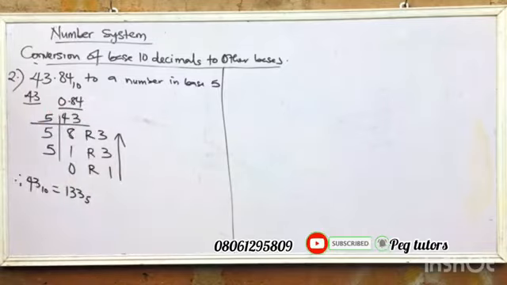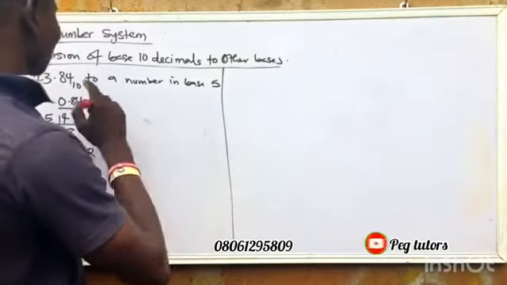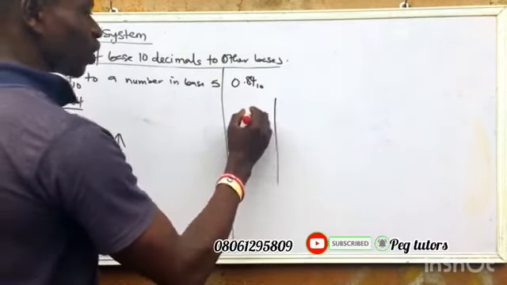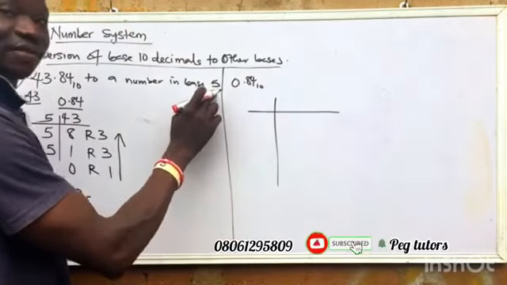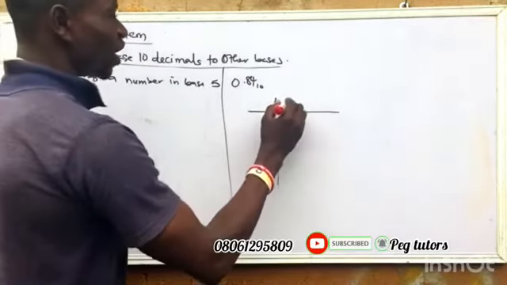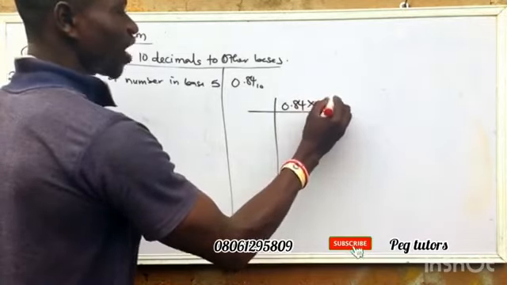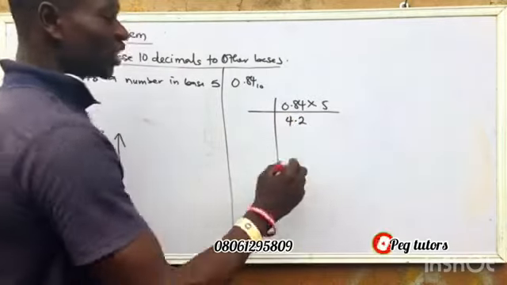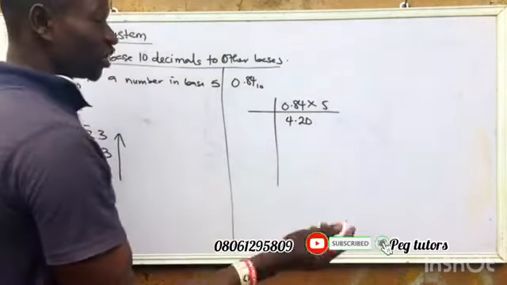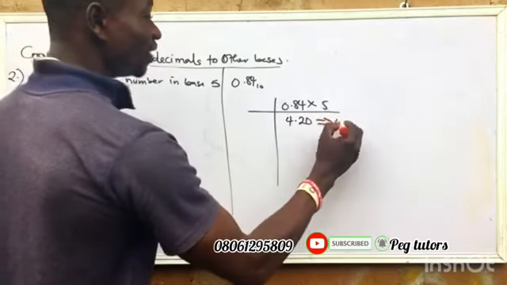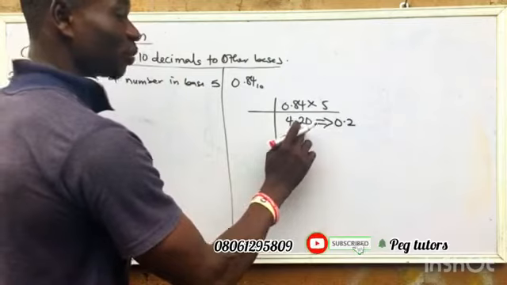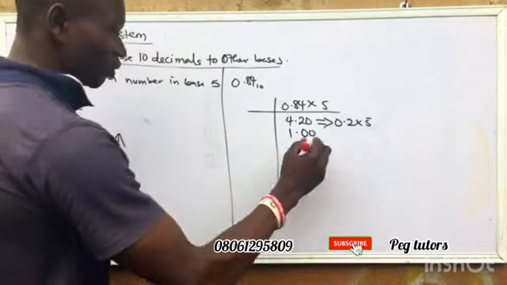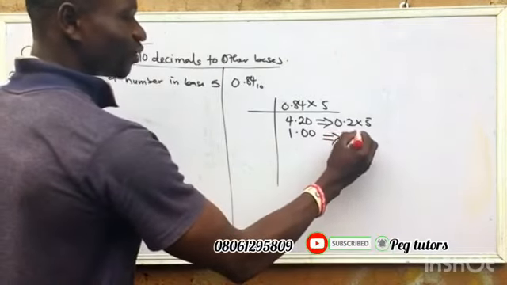Now we go to our decimal part, which is 0.84 base 10. Remember what you have to do: multiply constantly by the base you are converting to, which is 5. So we have 0.84 times 5, that gives us 4.2, approximately 4.20. Then you multiply the decimal part, 0.2, times 5 again. Remember, it's always the decimal part you should be multiplying. Now that gives us 1.00, which implies 0.00 times 5.